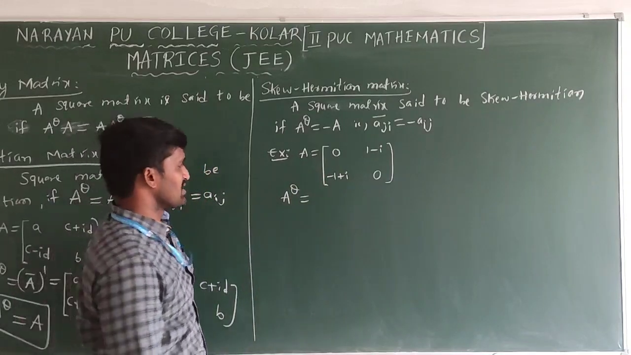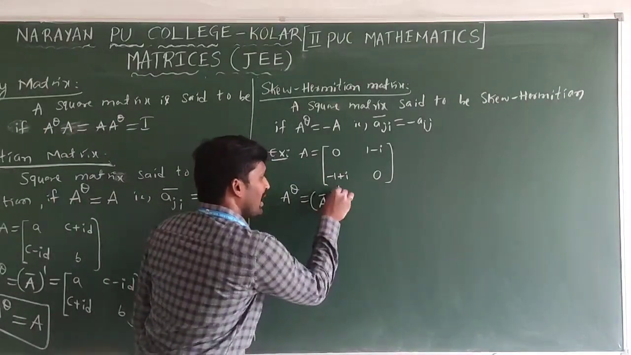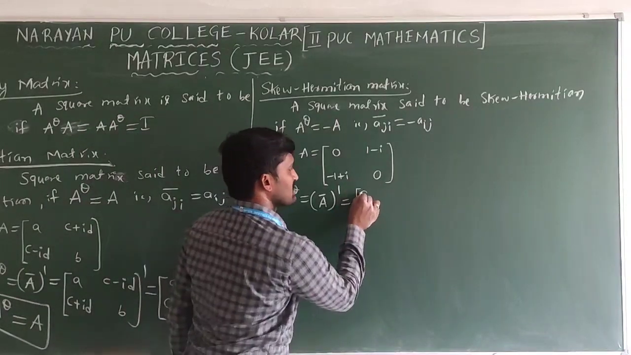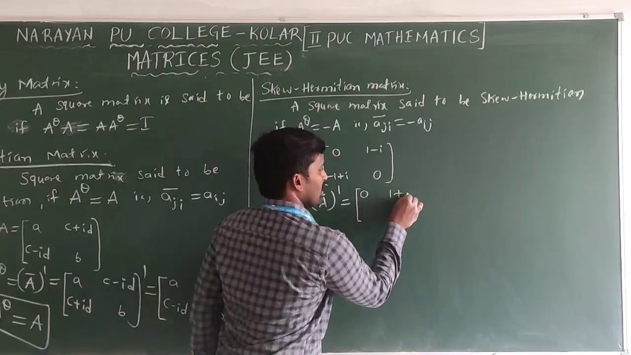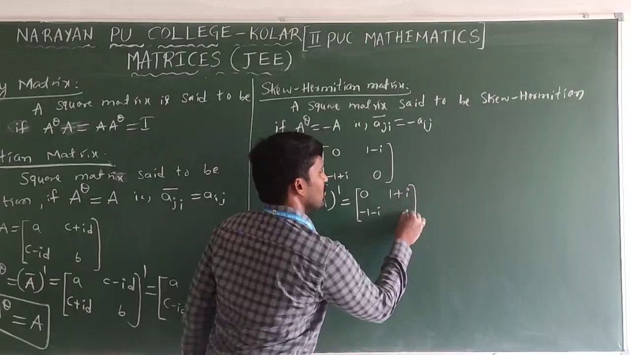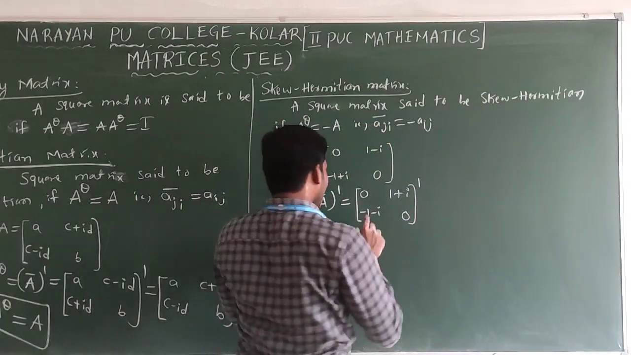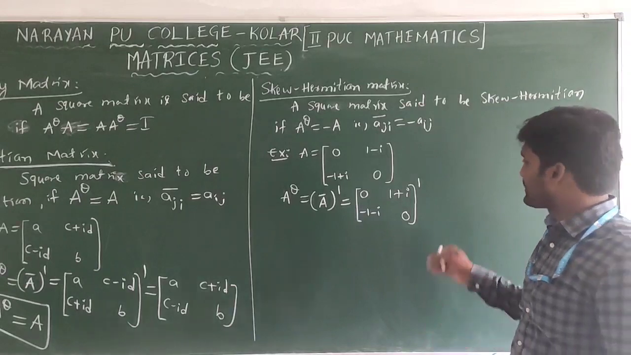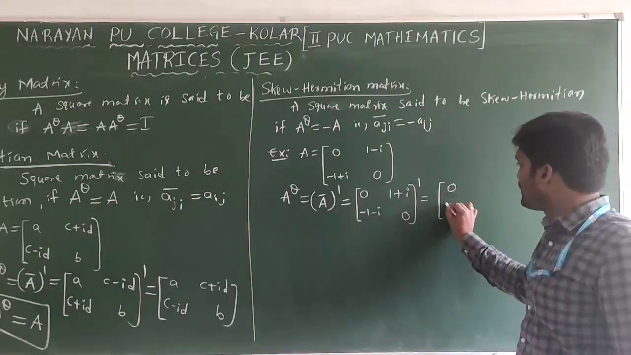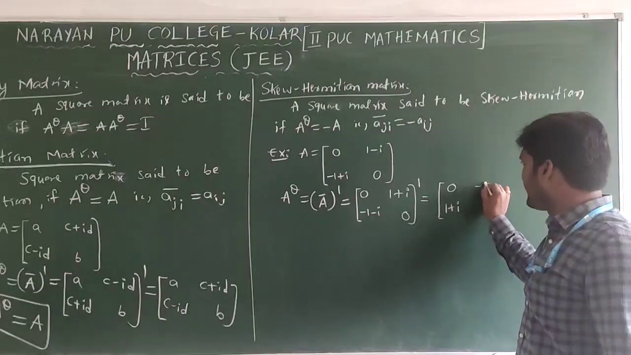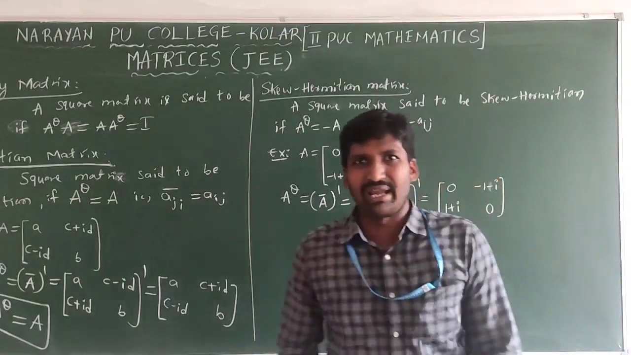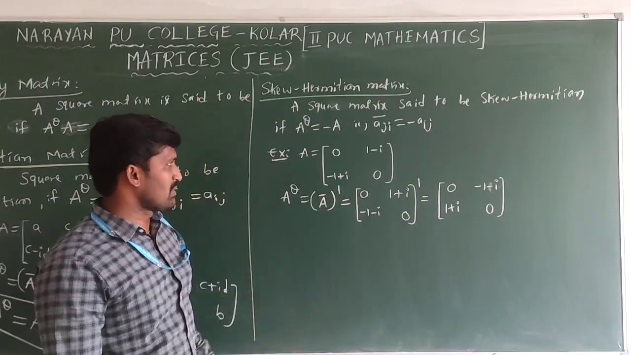We will check the condition. How to find this one? A bar whole dash. Apply bar for that. What will you get? 0, 1 plus i, minus 1 minus i, 0, whole dash. I will take minus common from this matrix. So apply transpose first. Before taking common, apply transpose. What will you get? 0, 1 plus i, minus 1 minus i, 0. Now I will take minus common from this. If you take minus common, what will you get?